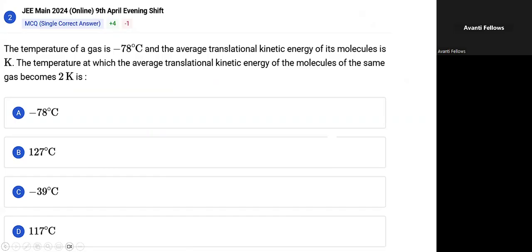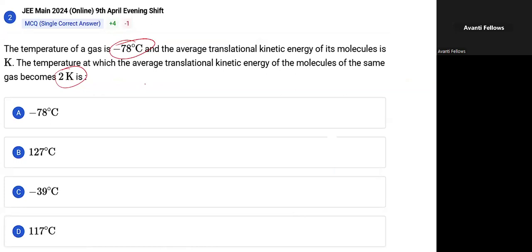The temperature of a gas is minus 78 degrees Celsius and the average translational kinetic energy of its molecules is K. The temperature at which the average translational kinetic energy of the molecules of the same gas becomes 2K. So initially it is given as K at this particular temperature and finally it becomes 2K. So we have to find out that temperature.